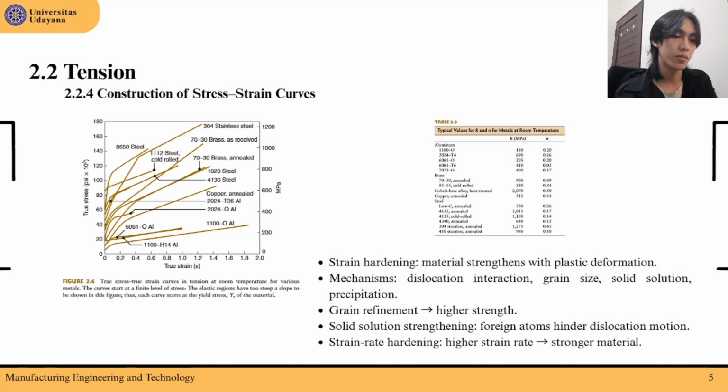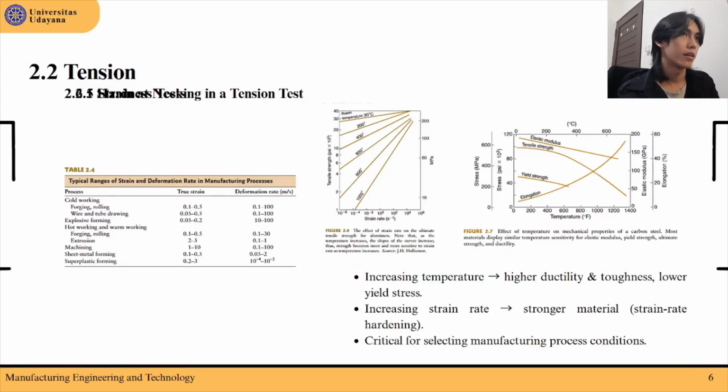foreign atoms hinder dislocation movement. Precipitation also contributes. Additionally, a higher strain rate can make the material stronger due to strain rate hardening. Okay, next slide. The next slide is still tension.